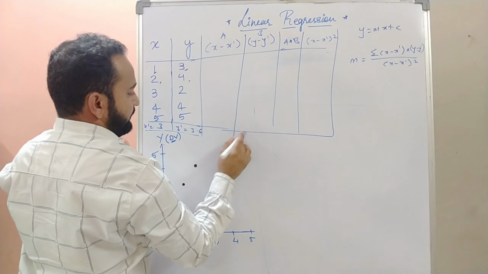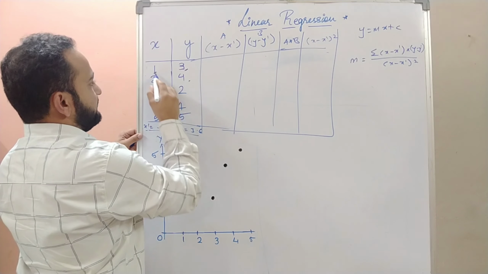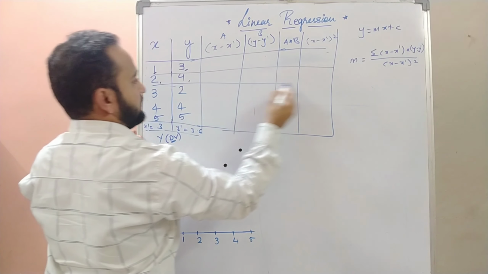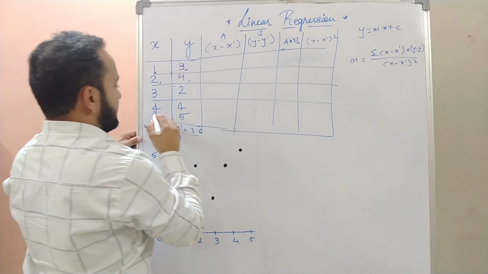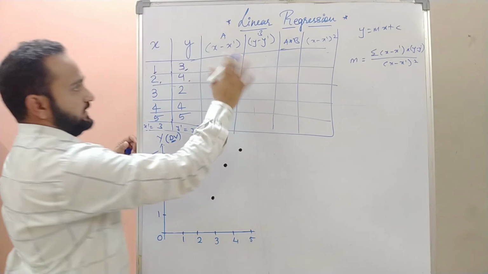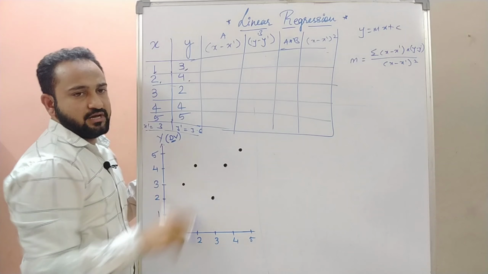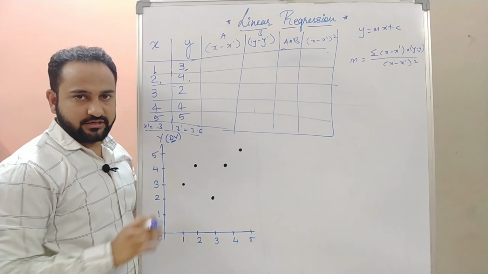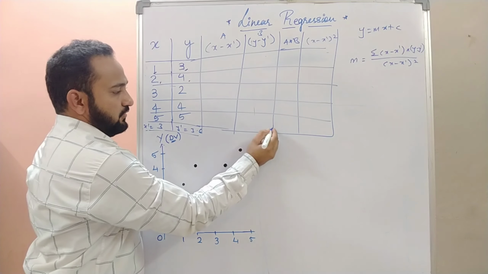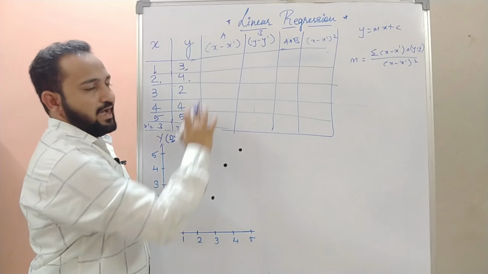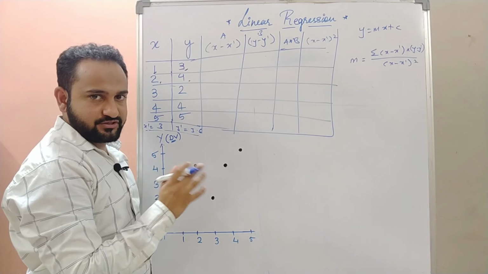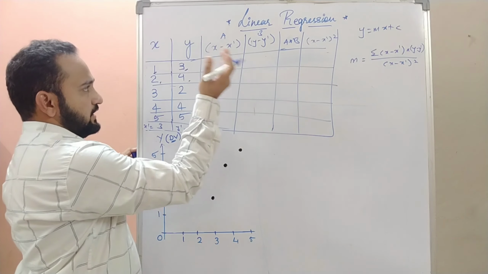So for all 5 values, we will calculate all values here, right? For x minus x dash, y minus y dash, and a into b, x minus x dash the whole square. Fine. I'll be writing all the values directly. Fine. I won't be wasting much time. So I hope you are getting this.